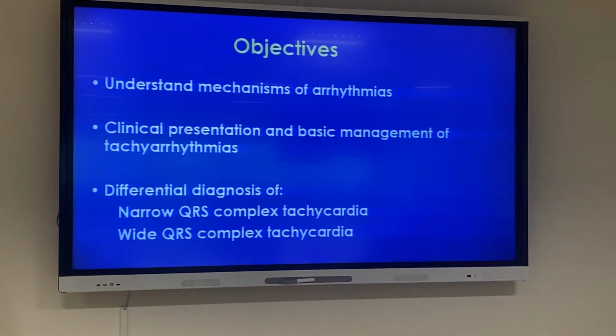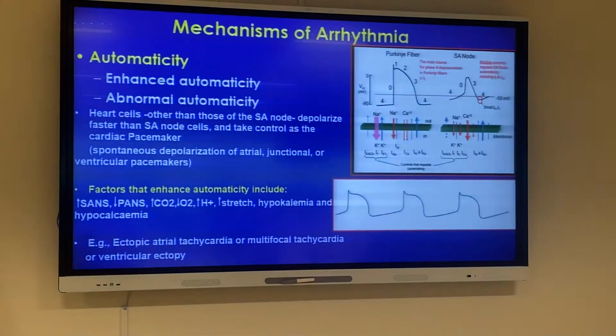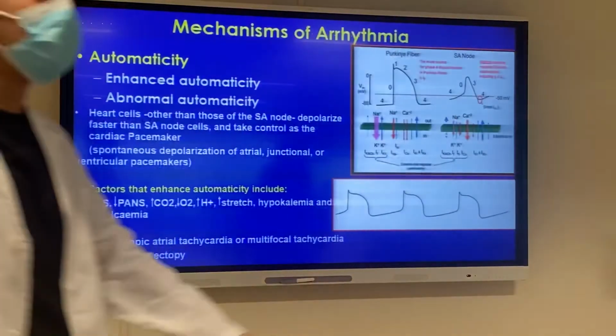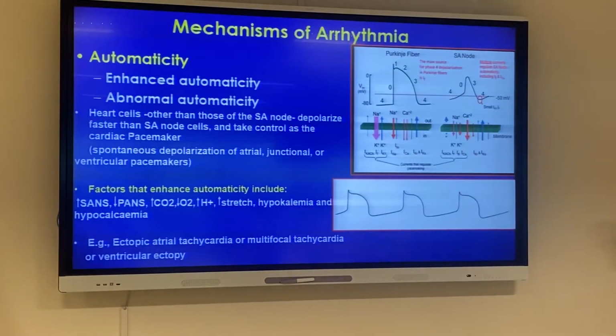So, automaticity, we know this is one of the mechanisms of tachyarrhythmia. About 10% of arrhythmia is due to abnormal automaticity. Automaticity means ability of the cell to depolarize spontaneously. Normally, this is the function for the sinus node. The sinus node fires by itself without stimulation. The rest of the heart, like atrial tissue, AV node, ventricular tissue, need to be stimulated.